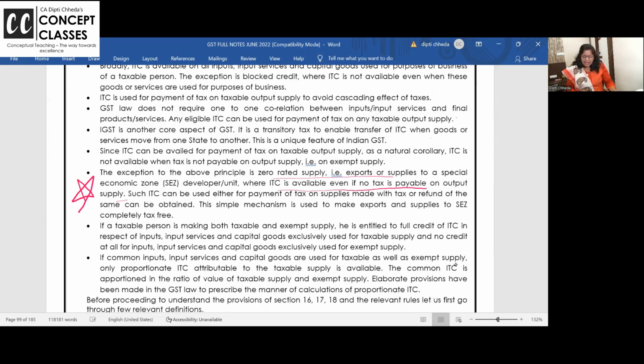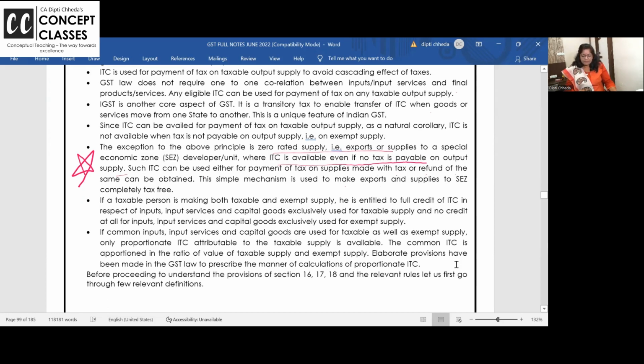Such ITC can either be used for payment of tax on supplies made with tax, or refund of the same can be obtained. This simple mechanism is used to make exports and supplies to SEZ completely tax-free. You can either use it for the payment of other supplies or get a refund. If a taxable person is making both taxable and exempt supply, he is entitled to take full credit for input service and capital goods used for taxable supply. No credit for what is used for exempted supply.